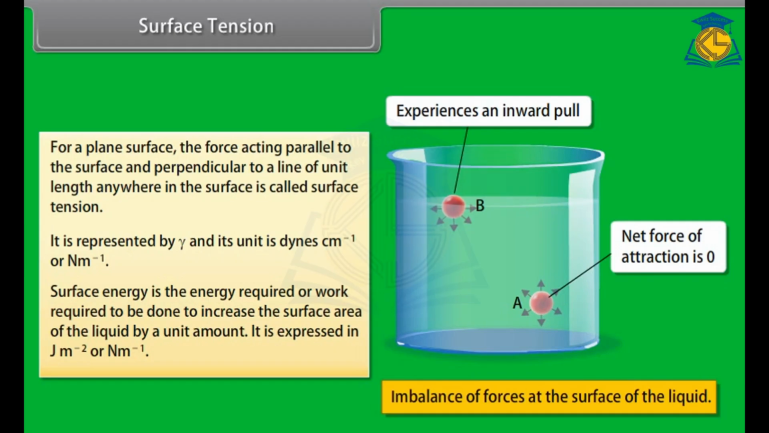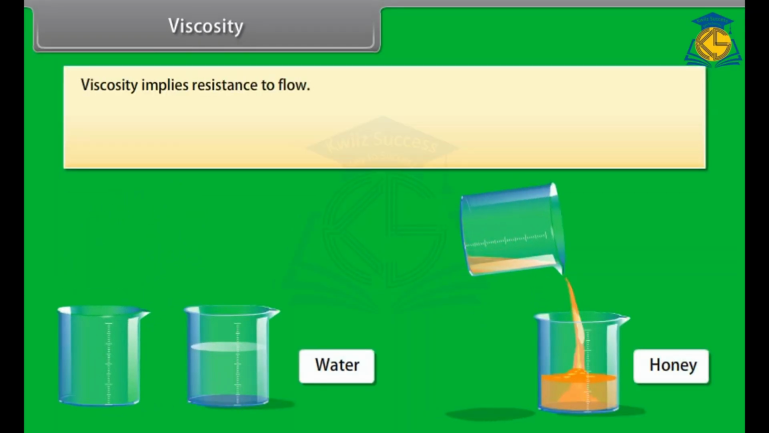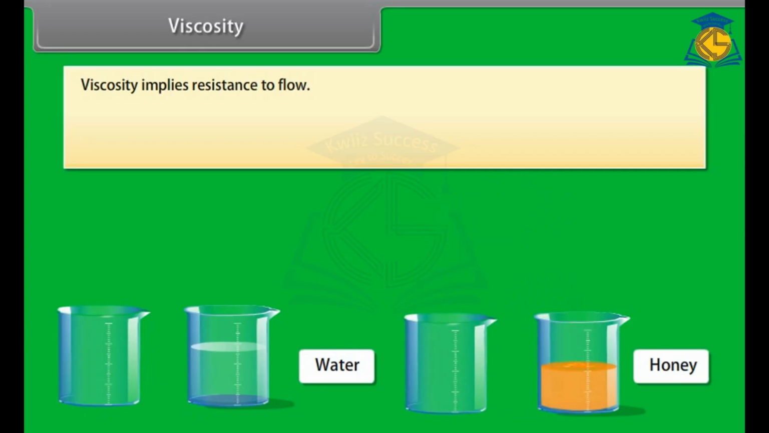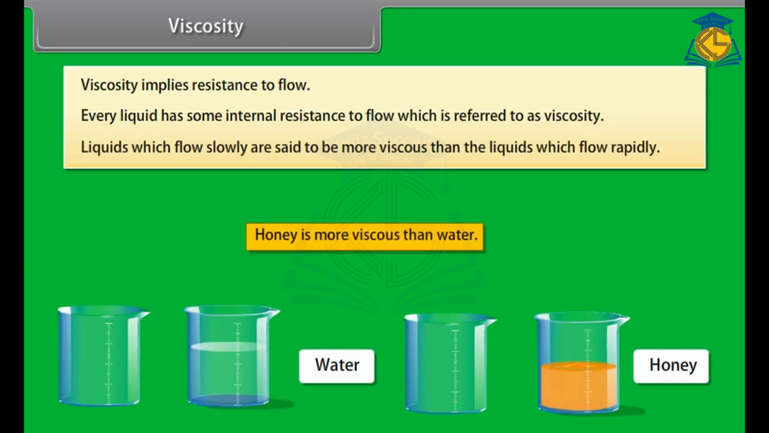It is expressed in joule per meter square or Newton per meter. Viscosity. Viscosity implies resistance to flow. It is a well-known fact that some liquids such as honey, castor oil, glycerine, etc. flow slowly, whereas others like water, petrol, ethanol, etc. flow rapidly. This means that every liquid has some internal resistance to flow, which is referred to as viscosity. Liquids which flow slowly are said to be more viscous than the liquids which flow rapidly.